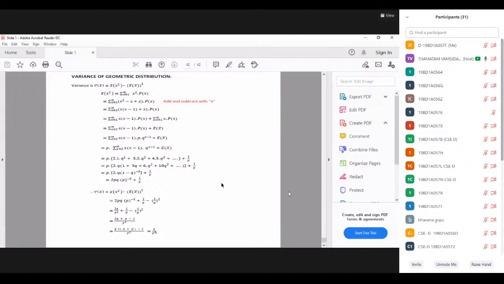This is a very small topic. Just remember what is the geometric distribution, what is the mean and variance. Mean of geometric distribution is 1 by p. Variance of geometric distribution is q by p square.